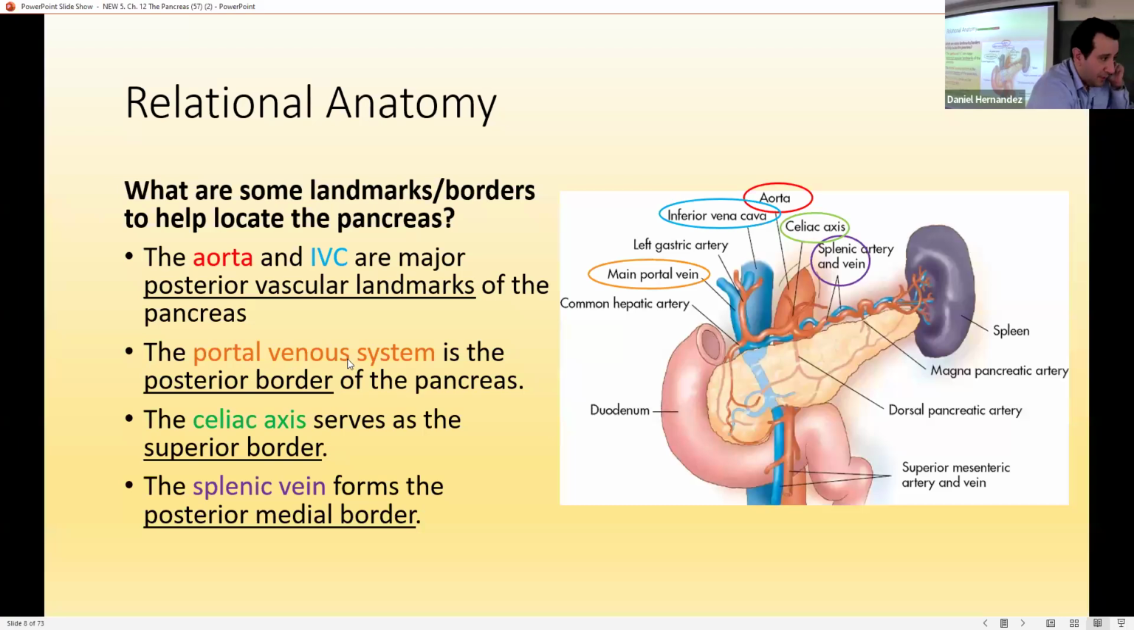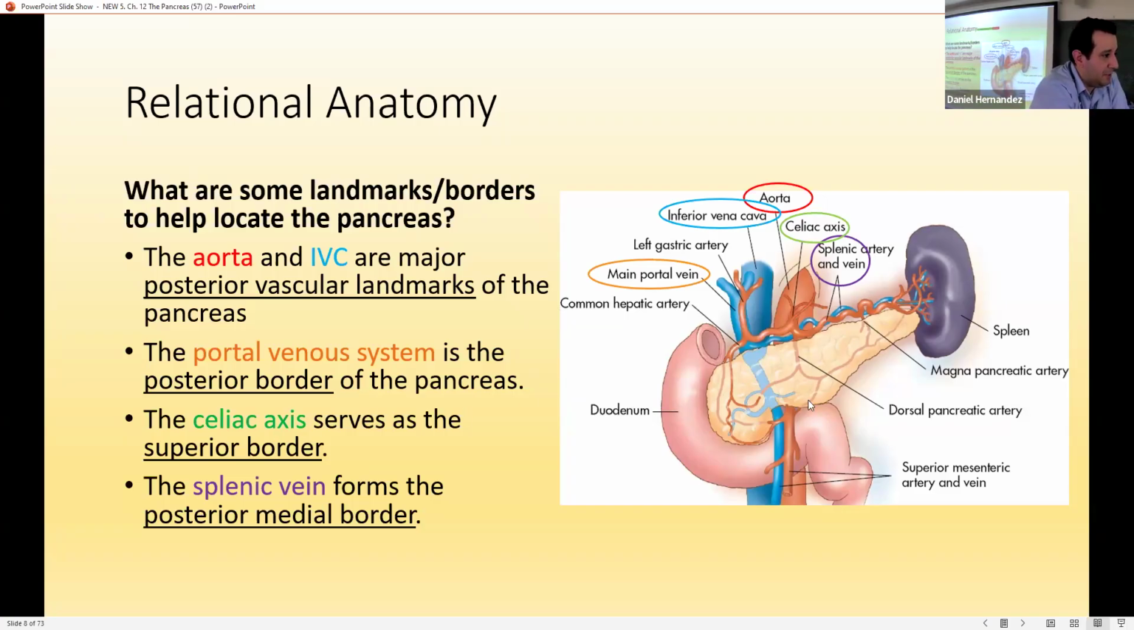In terms of the portal vein, we know that it is made up of the splenic vein, which we can see along the posterior border. When we're scanning a transverse pancreas, we see the splenic vein posterior to the body and tail of the pancreas, draining into or connecting with the superior mesenteric vein to form the portal vein. The portal venous system is considered the posterior border of the pancreas.